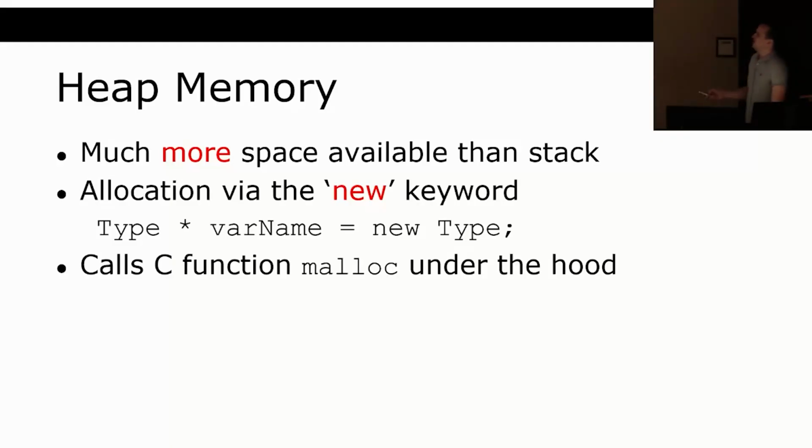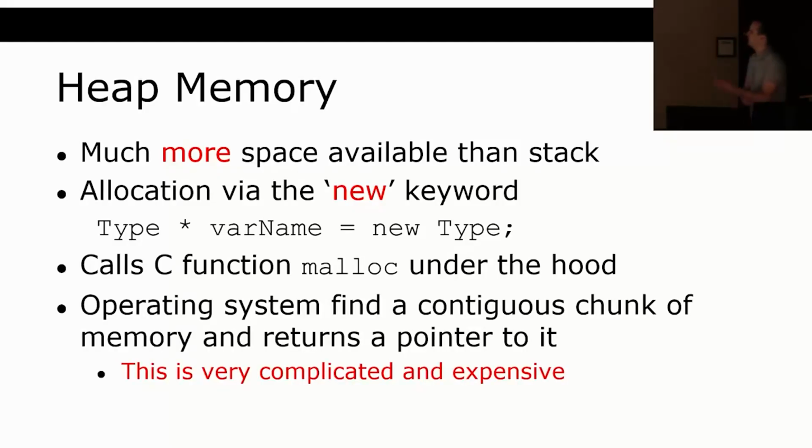In C, you would call malloc, memory allocation. You would call malloc if you wanted to do this. C++, though, has the new keyword. So in C, you would have to say type star var name equals malloc, and then the size of the amount of memory that you want. But here in C++, we have this convenient way of doing that.